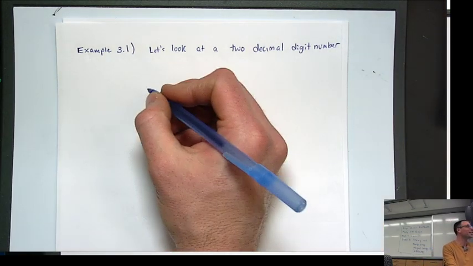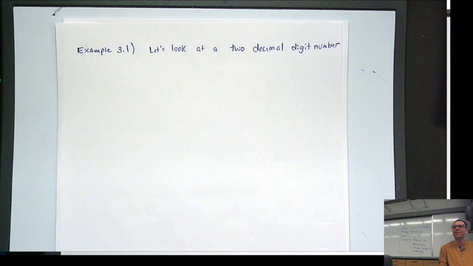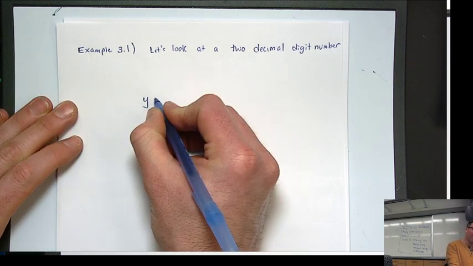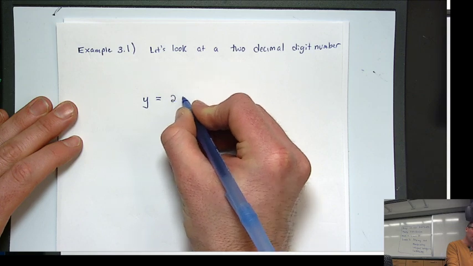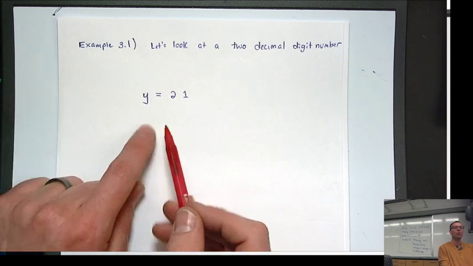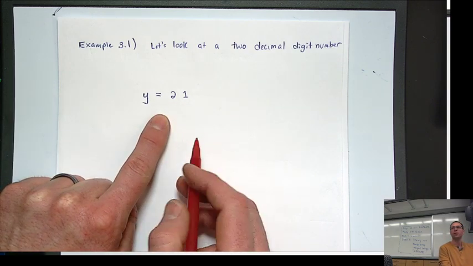Okay, so we need a 2 decimal digit number. Could someone give that to me? Give me your 2 decimal digit number. 21. Okay, so I want to go ahead and label this. So let's count the number of digits. How many digits are there?